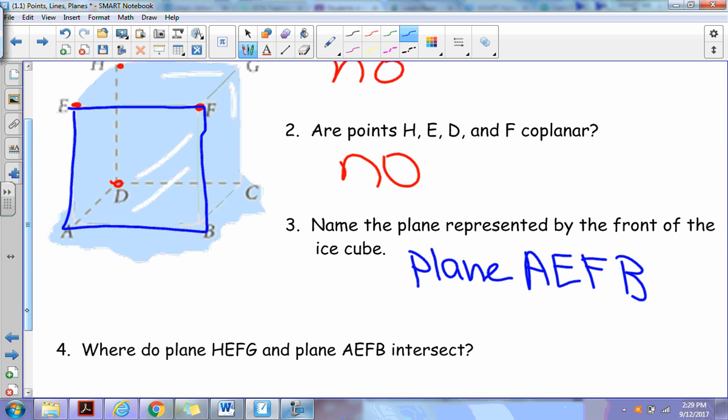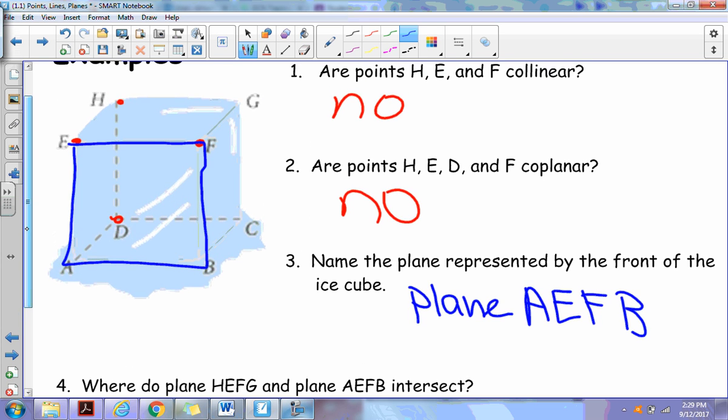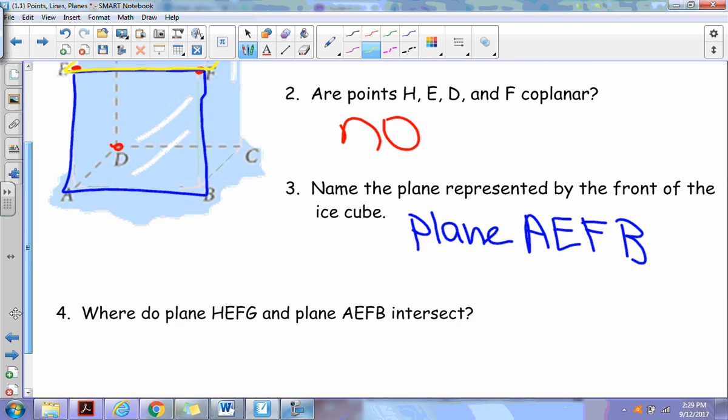Now, where do planes HEFG and AEFB intersect? So ABFE is marked off in my blue. I'll do HEFG in yellow. Where are they touching? One line, right, and it's a line because two planes intersect at a line. So it'd be line EF.